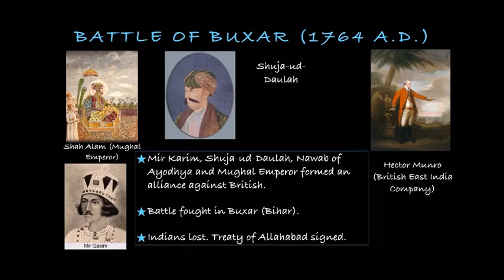Battle of Buxar, 1764 AD. Mir Qasim, Shuja-ud-Daulah, the Nawab of Ayodhya, and Mughal Emperor Shah Alam formed an alliance against the British. In 1764 AD, Battle of Buxar was fought in Bihar. The natives were defeated, and after this battle, the British East India Company got the right to collect the revenue from Bengal. This was as per the Treaty of Allahabad that was signed.